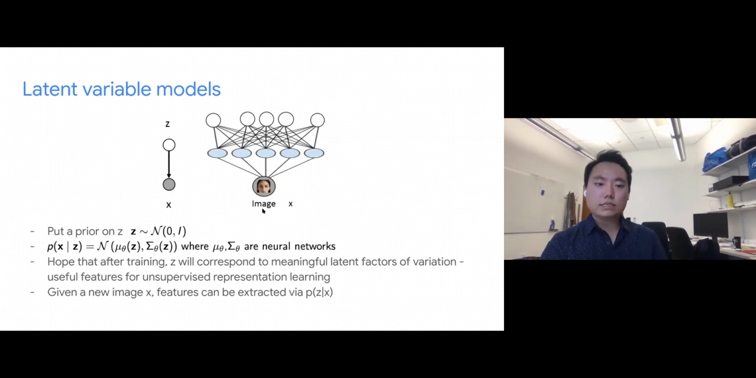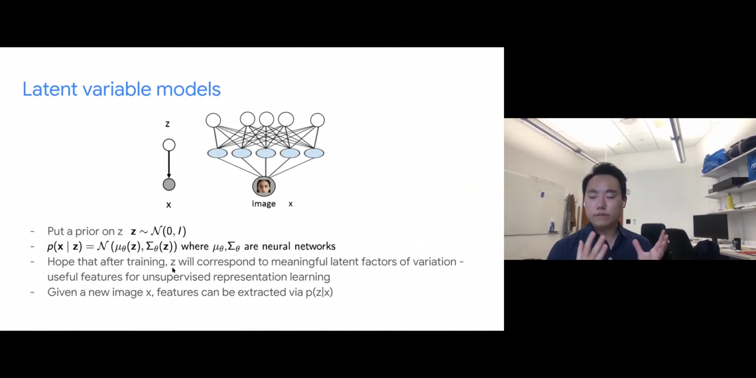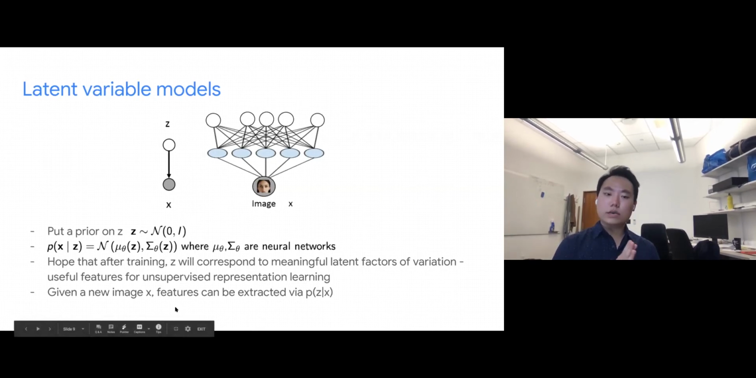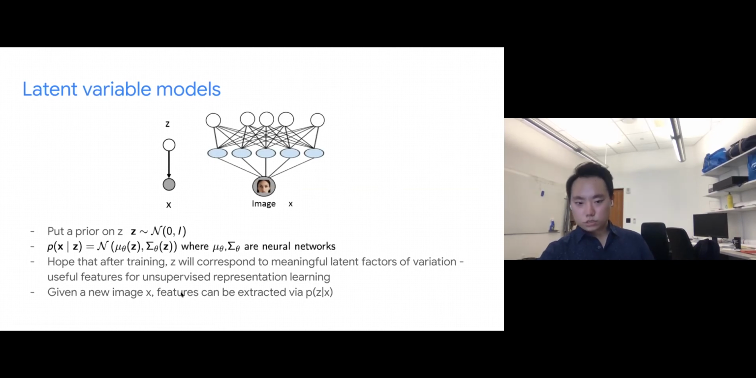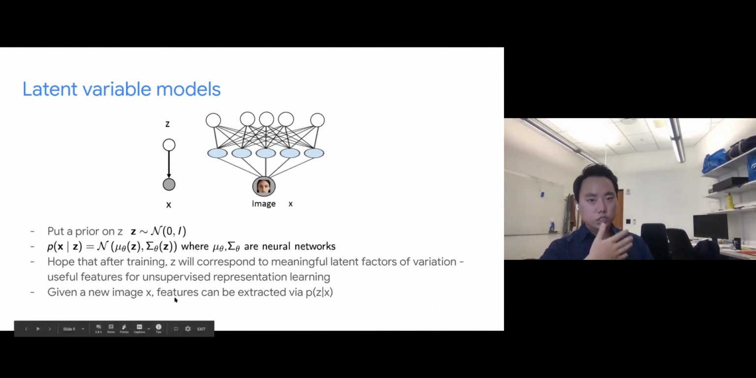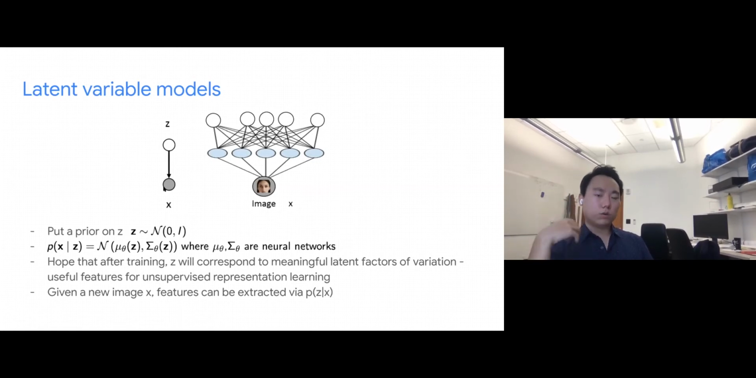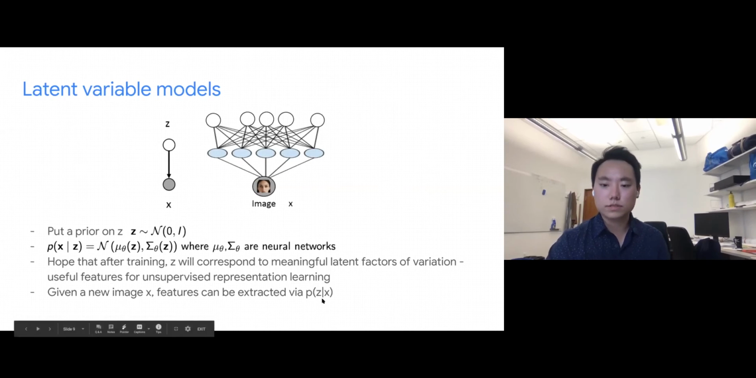And the hope here is that after training, Z will actually correspond to meaningful factors of variation, these meaningful latent variables. And another good thing that we want is that, given a new image X, we want to be able to encode these features. So we want to be able to do feature extraction, not just generation from Z to X, but also given a new image X, I want to be able to uncover what representation it is so that I can eventually use this representation for a bunch of tasks that I care about. So you might want to model P of Z given X as well.